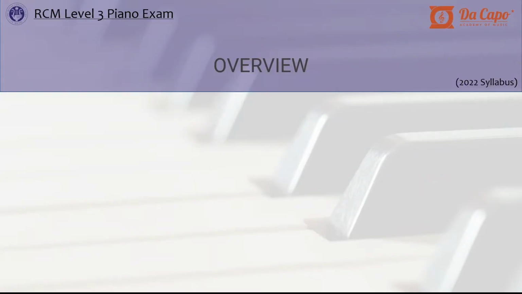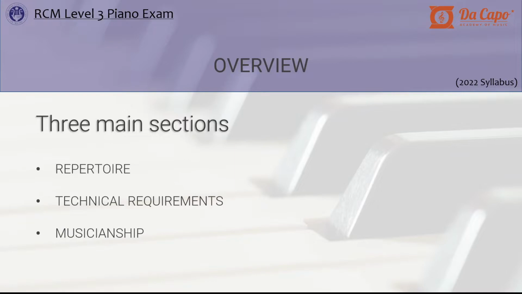So first, an overview of the exam. The exam has three main sections: Repertoire, Technical Requirements, and Musicianship. If you've done any of the previous level exams, you will be very familiar with this structure. So let's talk about each of these sections in turn, starting with Repertoire.